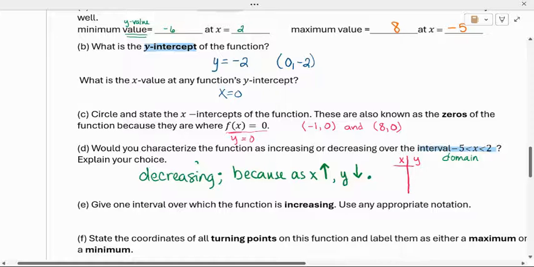Do you guys remember making a table of values? When x is -5, what is my output? When x is -5, what's my output on that graph? 8. Okay. And when x is 2, what is my output? Yeah, I think it is -6, right? So we know that x is getting bigger. We're getting bigger on the x-axis. But what's happening along the y-axis? It gets smaller.